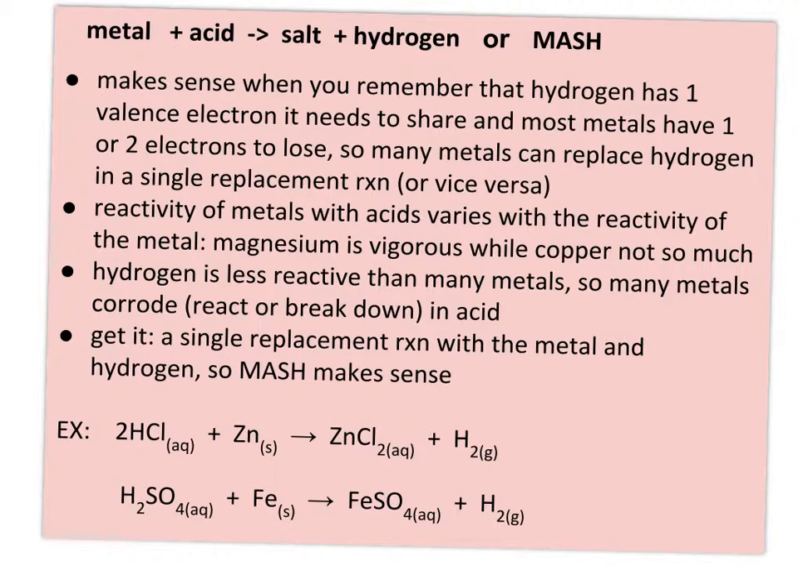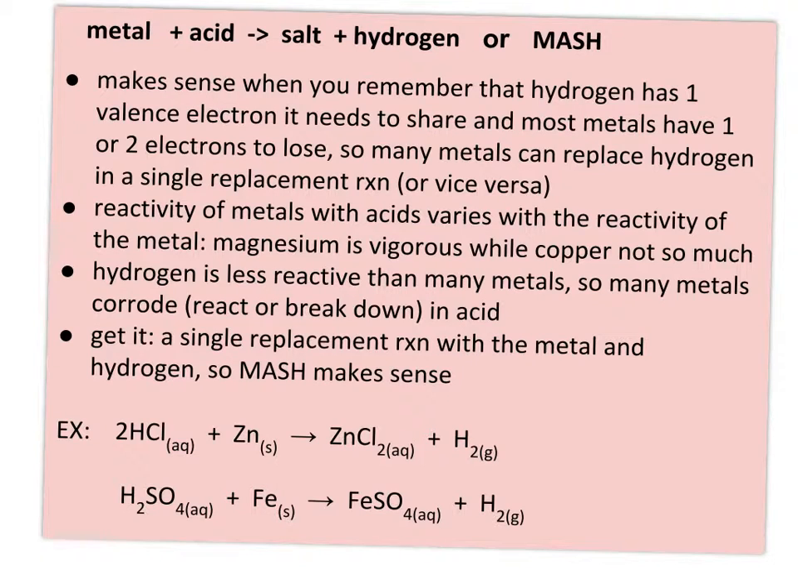In fact, hydrogen is less reactive than many metals, so that means many metals will react in acid. HCl plus zinc, the zinc is going to bump the hydrogen off, being more reactive than the hydrogen. Iron in sulfuric acid, iron's more reactive than hydrogen, going to bump it off. So these really are just single replacement reactions.